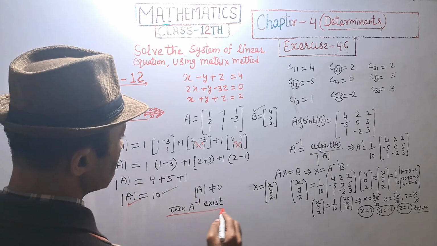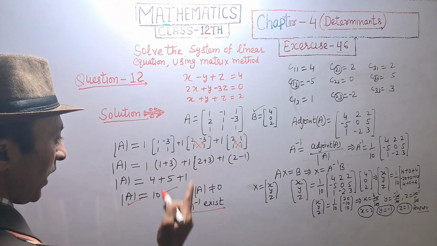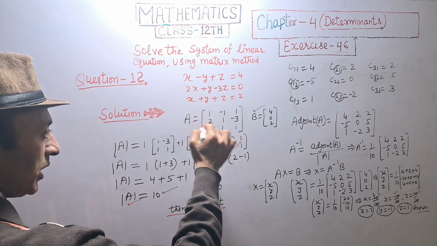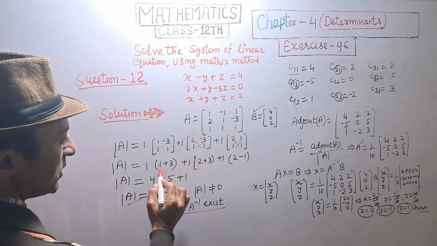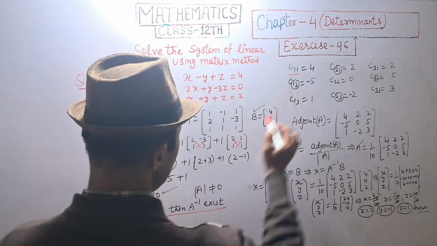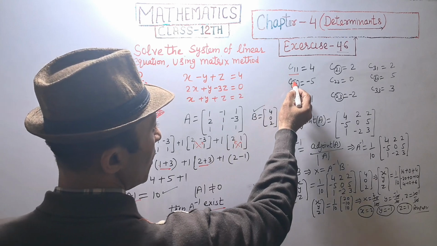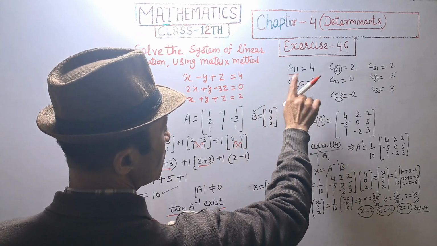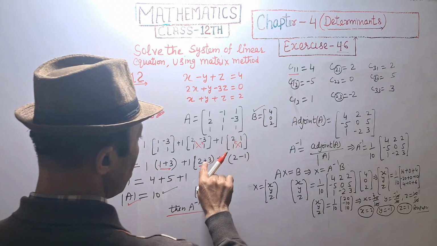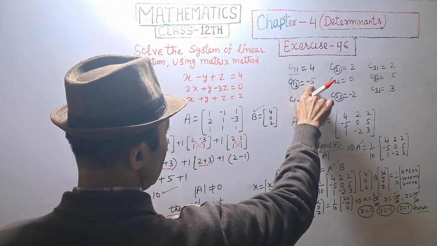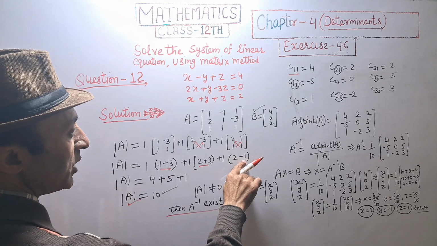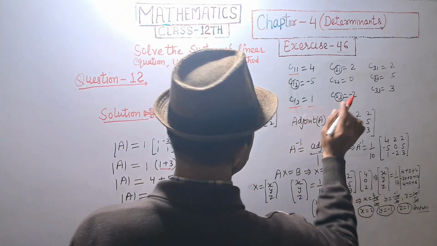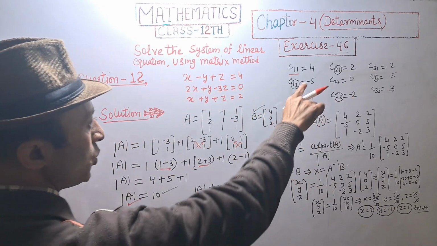If determinant of A is not equal to 0, then it has a unique solution and A inverse exists. We find the cofactors of matrix A. C11 is 4. C12 is 1 plus 2, which is 3, multiplied by the sign minus, that will be minus 5. And 2 minus 1 is 1, so C13 is 1.